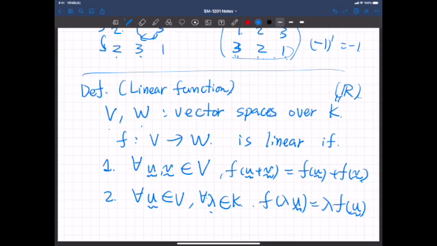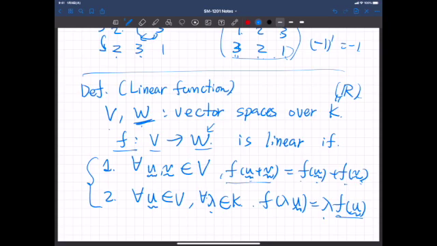Remember, this f is a function from V to W. So the result of this function, for example f of u plus v, is a vector in the vector space W, and so are f of u and f of v. So lambda times f of u means the scalar multiplication of the vector f of u within the vector space W. If these two conditions are met, this function is called a linear function.